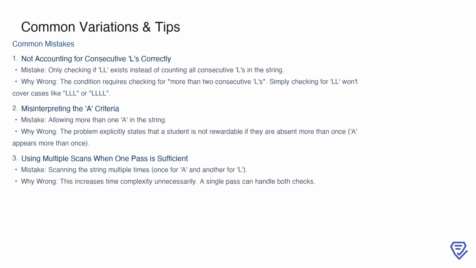Next, some solutions misinterpret the criteria for A, allowing more than one in the string. The problem clearly states that a student cannot be rewarded if they are absent more than once, so having more than one should disqualify the record. Lastly, another frequent pitfall is using multiple scans of the string, such as one pass for counting A and another for checking L. This is unnecessary and increases time complexity. Instead, a single pass solution can efficiently handle both checks at once, which is a better approach.